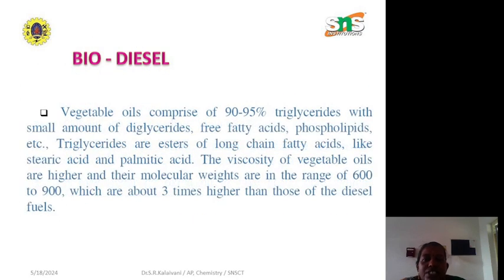Then biodiesel. Vegetable oil comprises 90% glycerides with a small amount of diglycerides, free fatty acids, phospholipids, triglycerides or esters of long chain fatty acids like stearic acid and palmitic acid. The viscosity of vegetable oils is higher and their molecular weight is in the range of 600 to 900, which is about 3 times higher than that of diesel fuels. This is the biodiesel. Thank you.